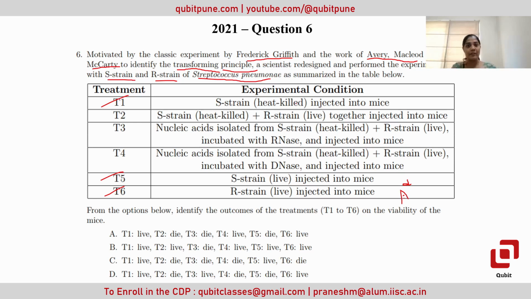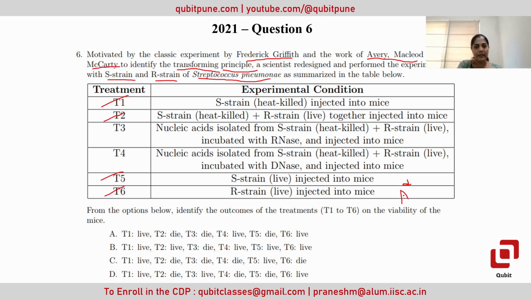And this is a classic experiment which was done by Frederick Griffith earlier also. In his experiment also, he got this kind of inference. In the case of T2, the heat-killed S strain and the live R strain are injected together in mice. At that time, Griffith observed that the mice were eventually dying. This is because the DNA from the heat-killed strain, when it comes in contact with the live system, gets transferred into the live system, and that makes the R strain virulent, and ultimately the mice will die.